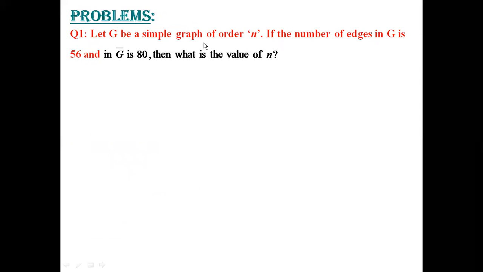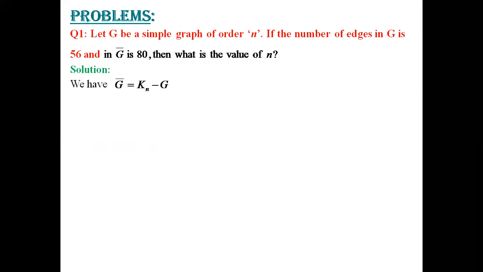Suppose G is a simple graph of order n and the number of edges in G is 56. Total number of edges in the graph G is given as 56 and in G complement the number of edges is given as 80. Then what is the value of n?